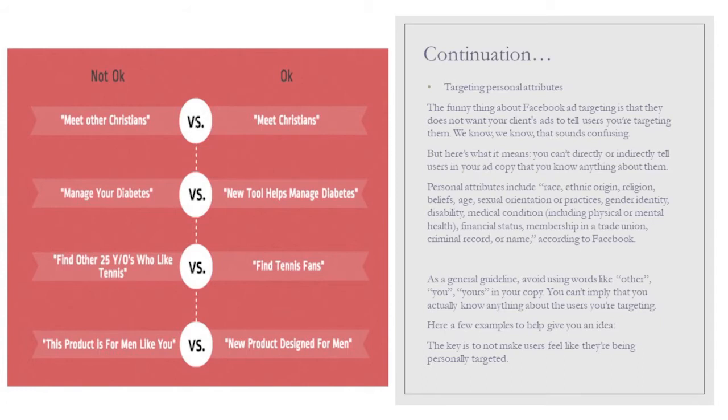As a general guideline, avoid using words like other, you, yours in your copy. You can't imply that you actually know anything about the users you're targeting. Here are a few examples to help give you an idea. The key is not to make users feel like they're being personally targeted.